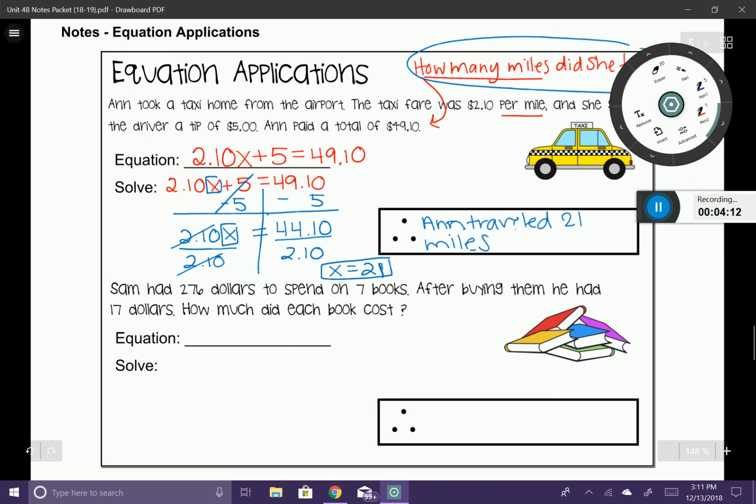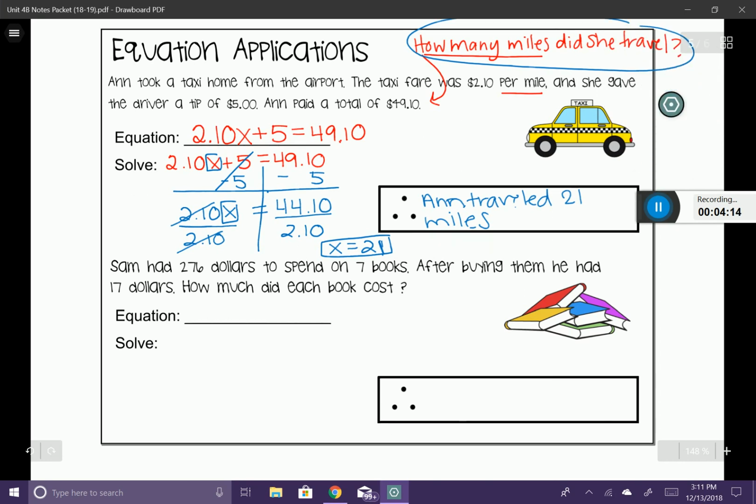In example number 2, it says, Sam had $276 to spend on 7 books. After buying them, he had $17. How much did each book cost? So we know that the question being asked is, how much did each book cost? So that's going to be our variable, the cost of the books. Let's see if we can construct an equation. We know that Sam started with $276. Let's start there. And he spent his money on 7 books.